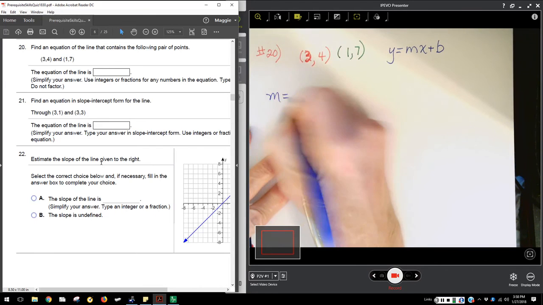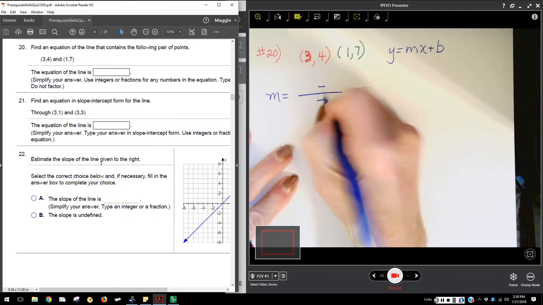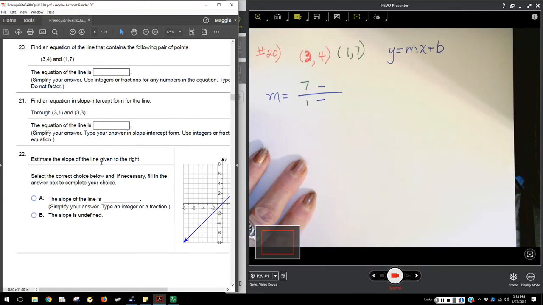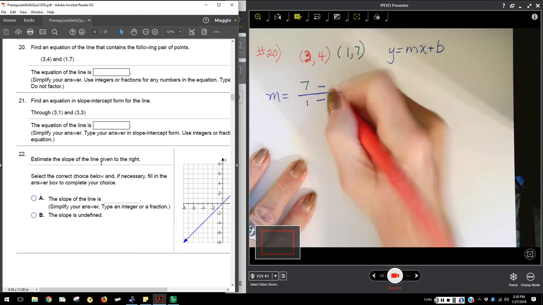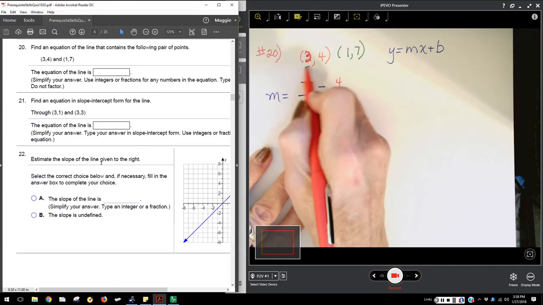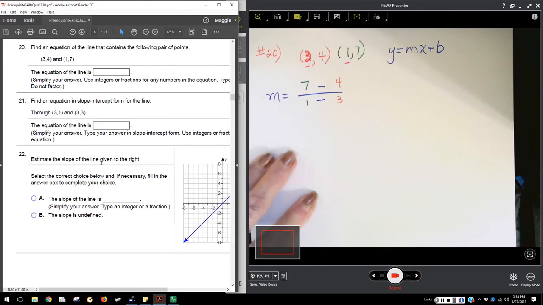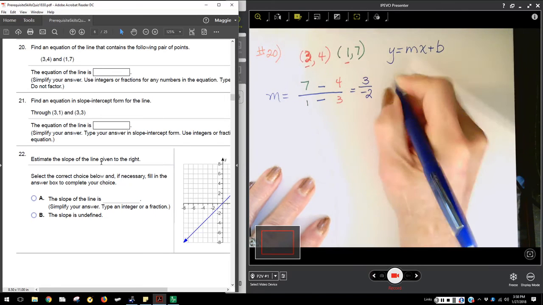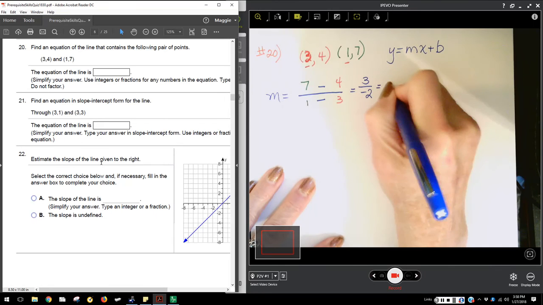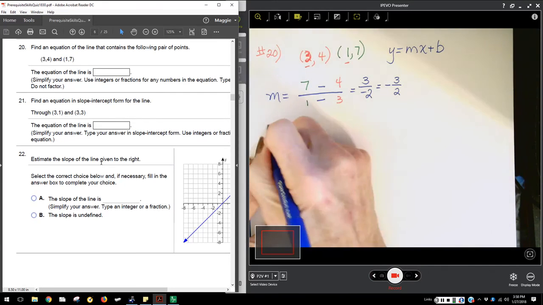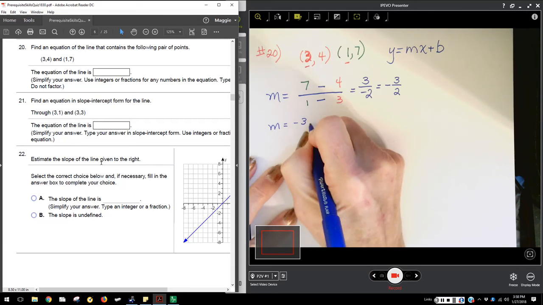So my slope, once again, is the difference. Doesn't matter which comes first. Just be sure you put your x's on the bottom. Those have to go on the bottom. Your y's go on top. So 7 minus 4 is 3, and 1 minus 3 is negative 2. And my slope is negative 3 over 2. So now I know m is equal to negative 3 over 2.